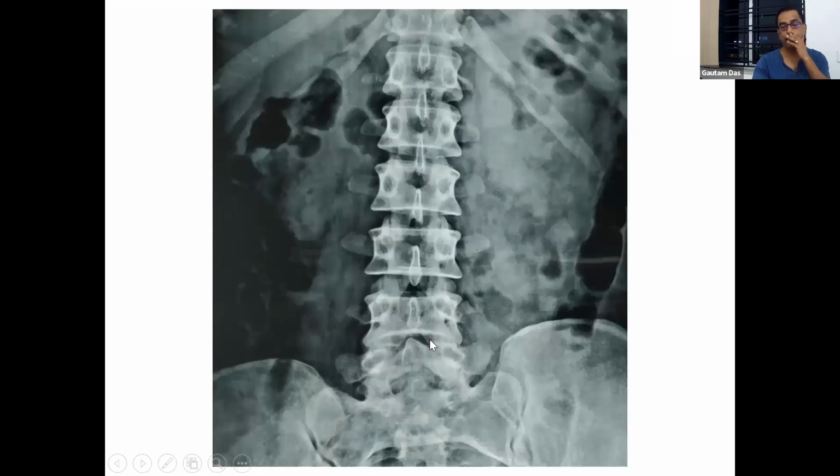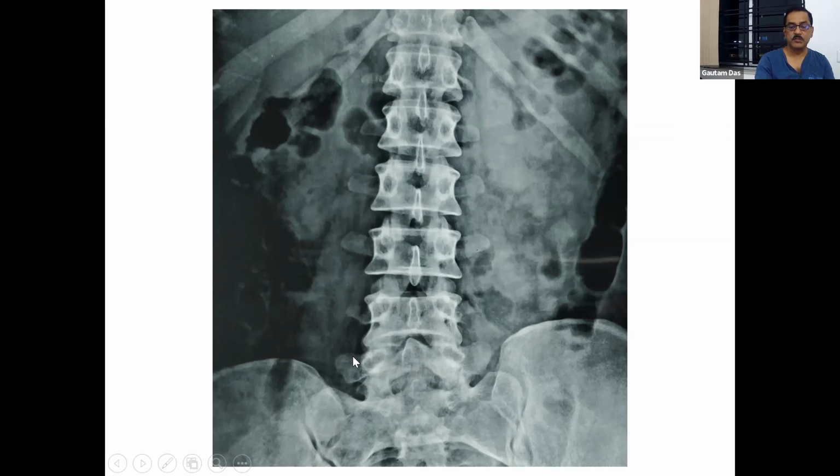This is also an AP view, but here there is one abnormality. What is that? You see, 1, 2, 3, 4, 5, 6. So there are 6 lumbar vertebrae. What are the possibilities? One possibility is that the 12th rib is absent, as in many situations we don't have a 12th rib, or there is a lumbarization, where S1 is lumbarized. But here, which is more likely? More likely the 12th rib is absent.